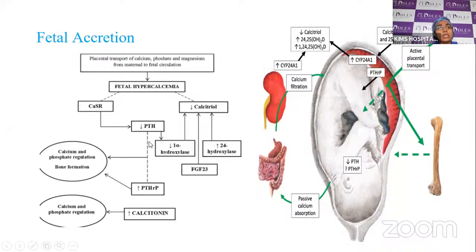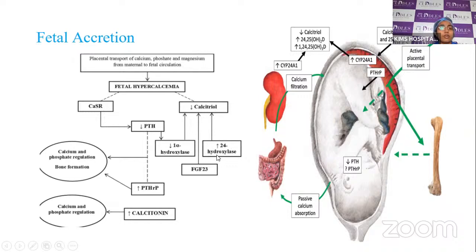Decreased parathyroid hormone will decrease 1-alpha hydroxylase. Normally, parathyroid hormone is essential for stimulating 1-alpha hydroxylase, which causes the 1-alpha hydroxylation of 25 hydroxy vitamin D3 in the kidneys, giving the active form of vitamin D3. So decreased PTH causes decreased 1-alpha hydroxylation, leading to decreased calcitriol levels, and FGF23, that is fibroblast growth factor 23, and increased 24 hydroxylase.